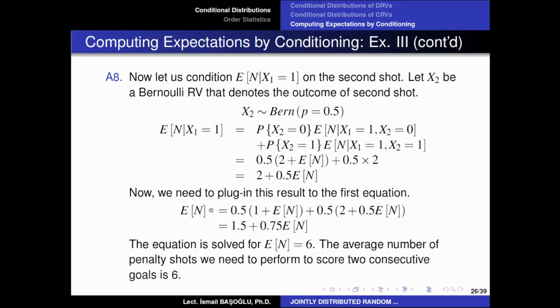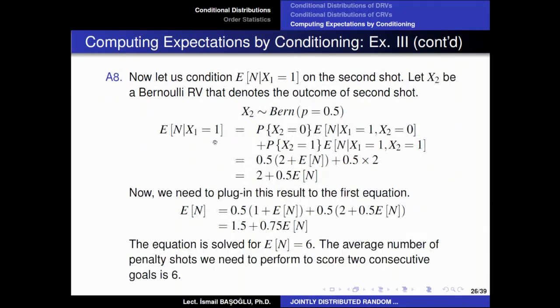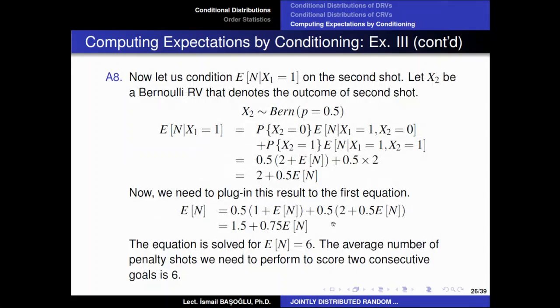And that expected value of n here in this first formulation is going to be equal to that formula. And in that formula, we are going to plug in expected value of n given that x1 is equal to 1, which is here. So I am just going to plug in that part to here. And ultimately, I am going to get expected value of n equal to 0.75 expected value of n plus a constant, and in that equation with a single unknown, expected value of n is going to be 6.